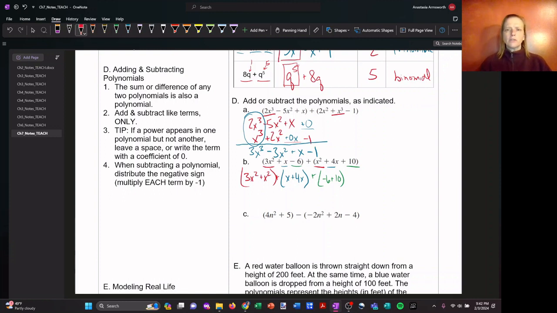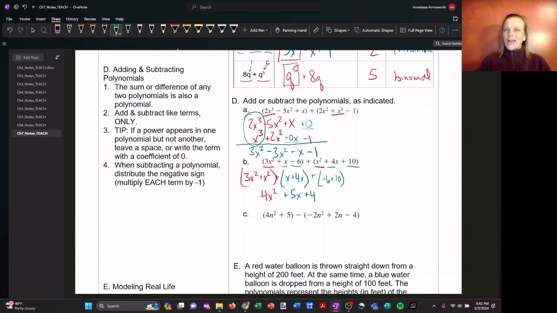So what I'm going to do now, 3x squared plus x squared is 4x squared. X plus 4x is 5x. And -6 plus 10 is +4. And so now I have the final answer for this addition problem.